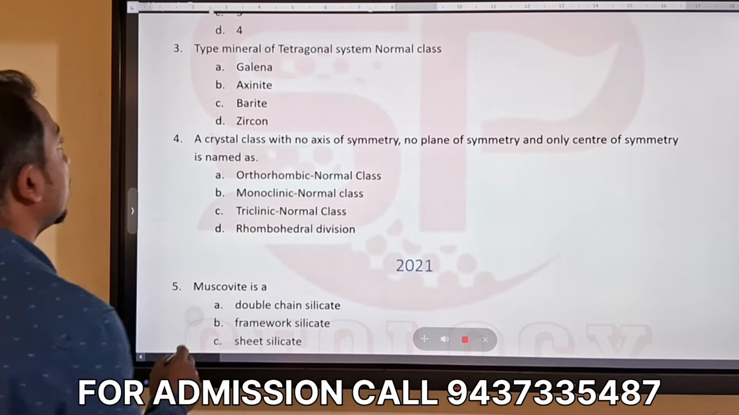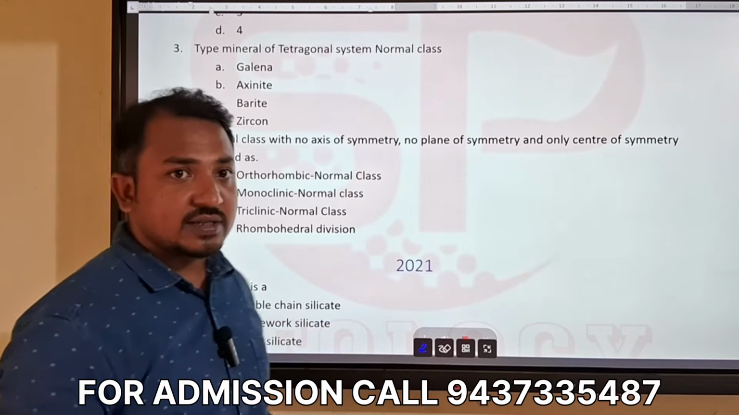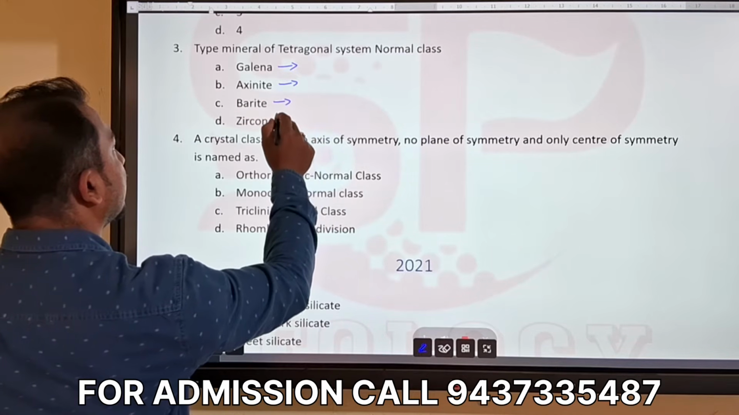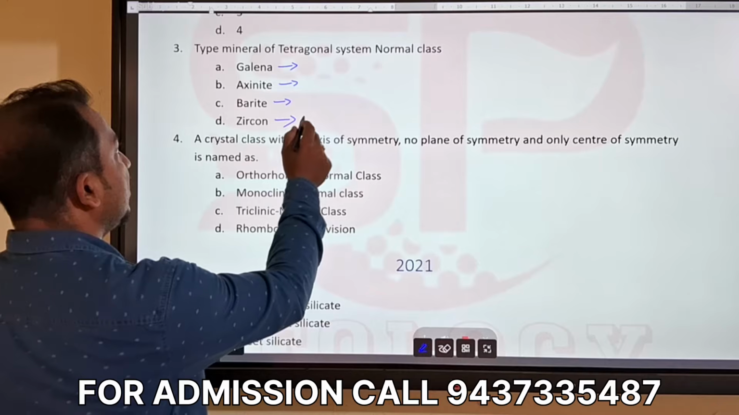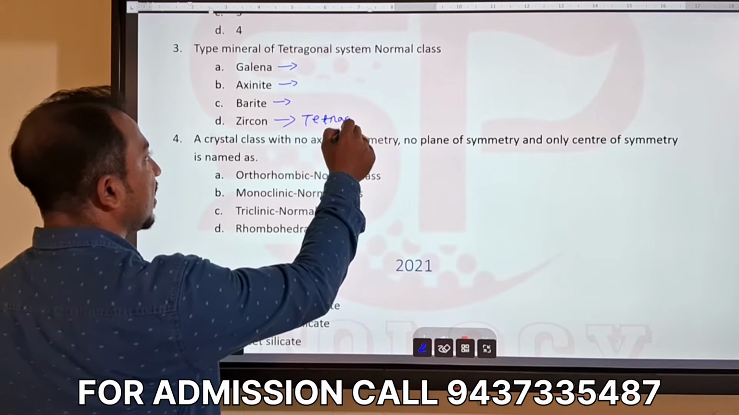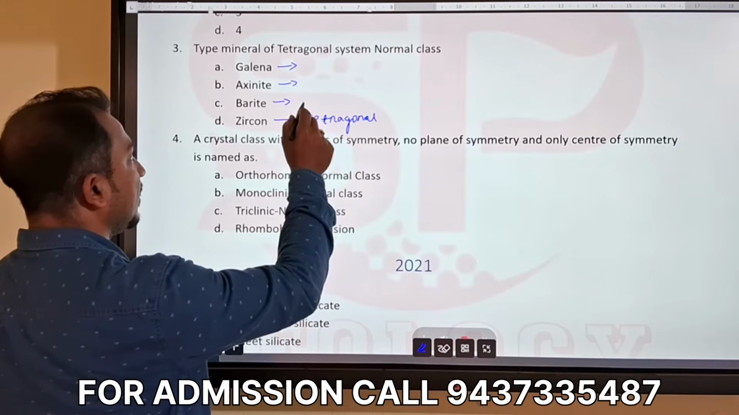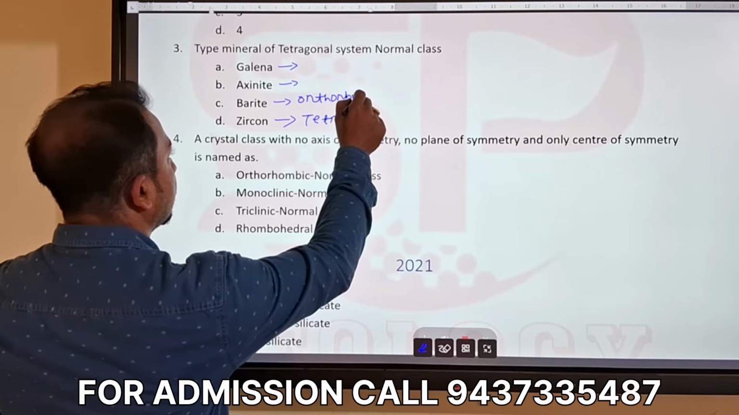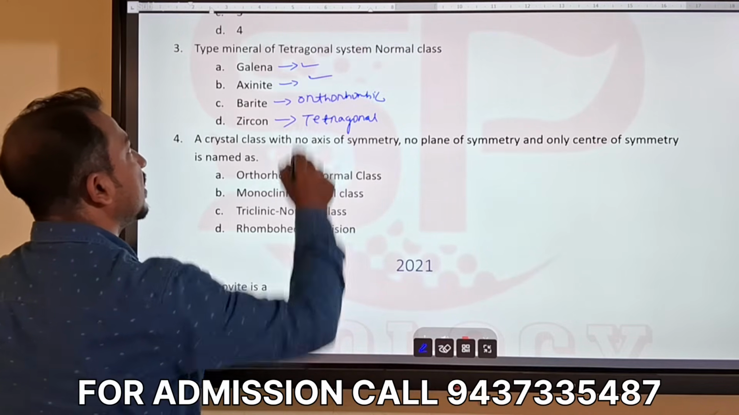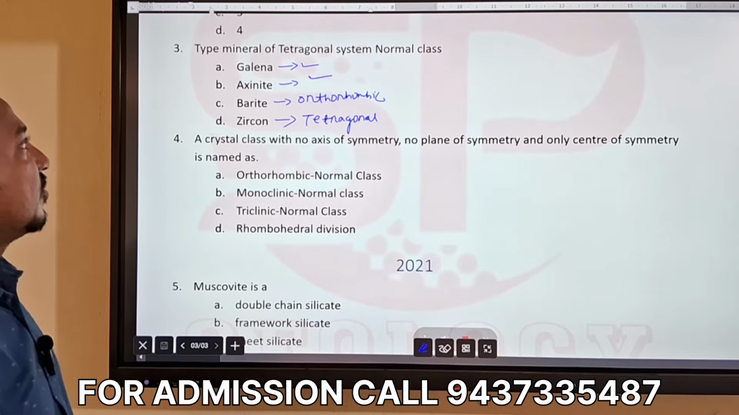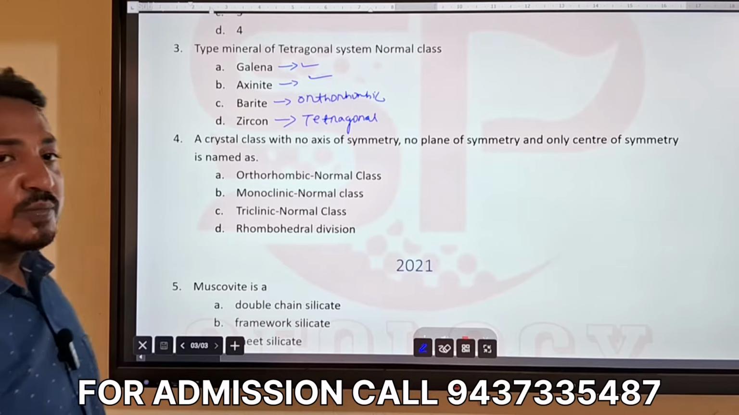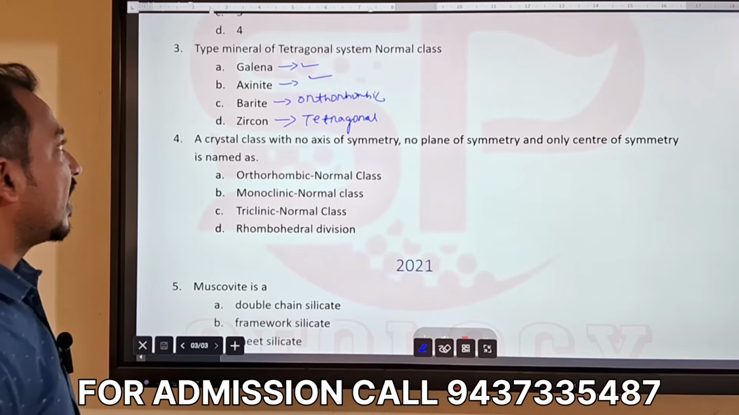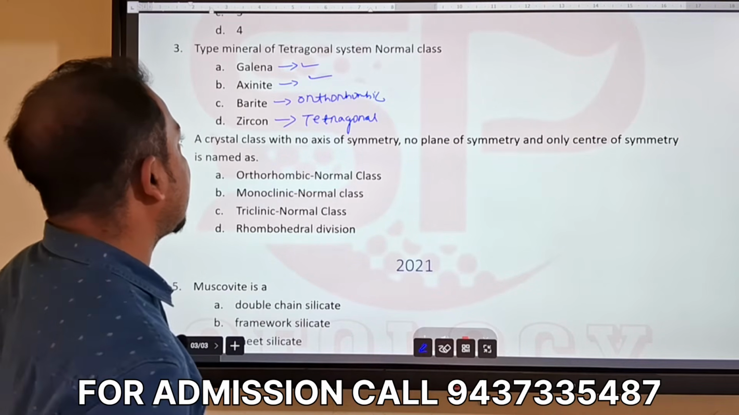Then, the type of mineral of a tetragonal system normal class. So zircon is tetragonal. Barite is orthorhombic. Then axinite is triclinic. Gypsum is monoclinic. Then galena is cubic or isometric, and beryl is hexagonal. These are the normal class types.